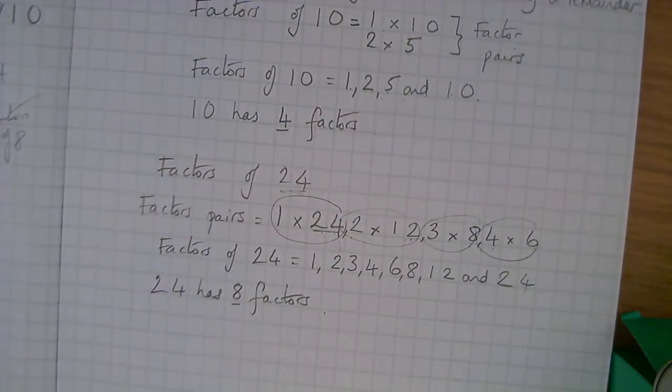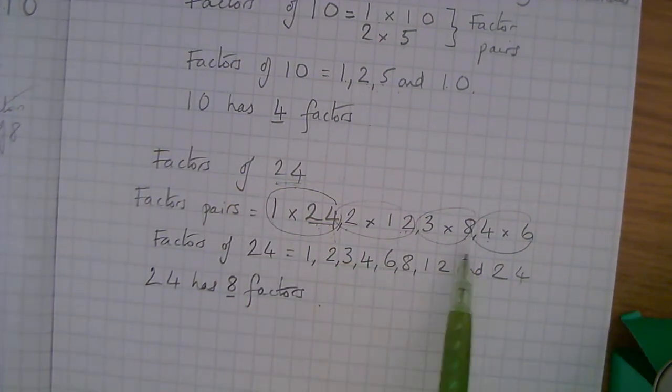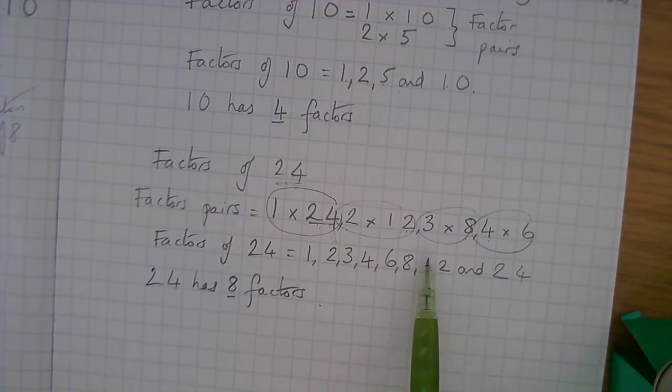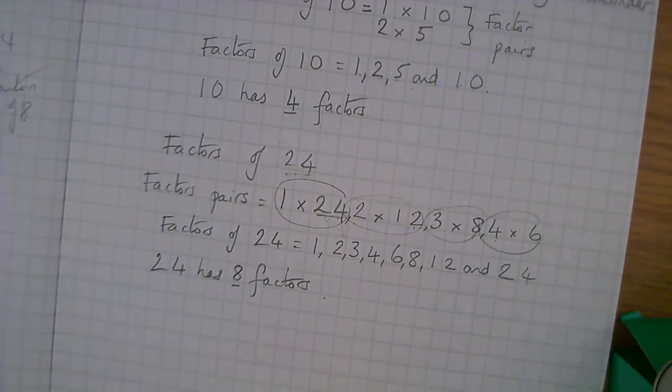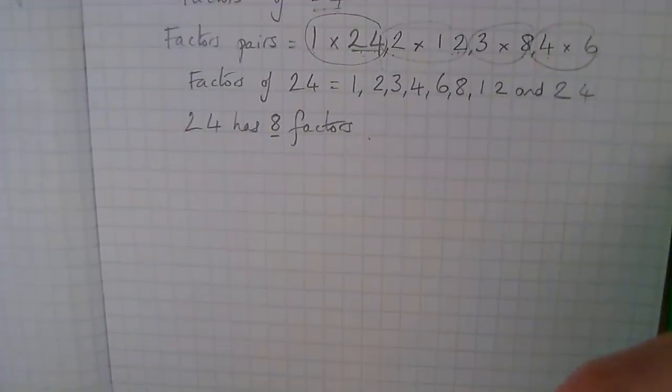Let's just quickly check that. Just check I haven't missed any out. 1, 2, 3, 4, 6. Nope. Okay, so I've got all my factors. 24 has 8 factors. You might get a question, say in a test, that might say something like this.